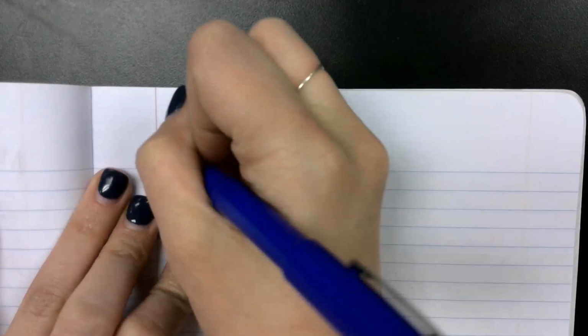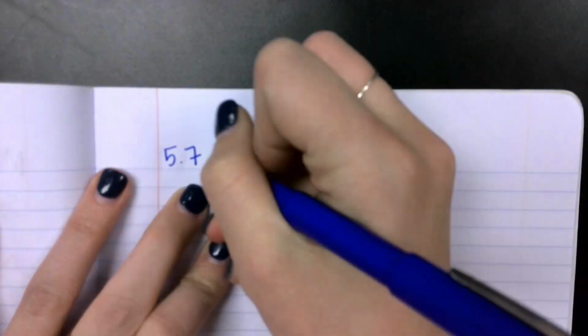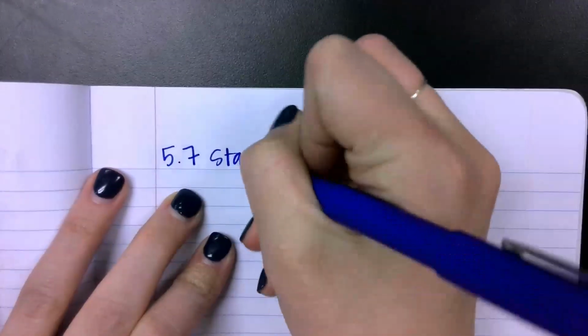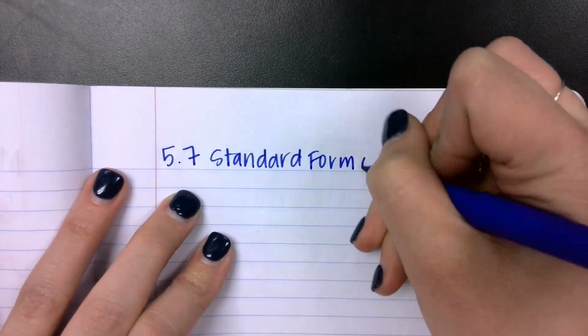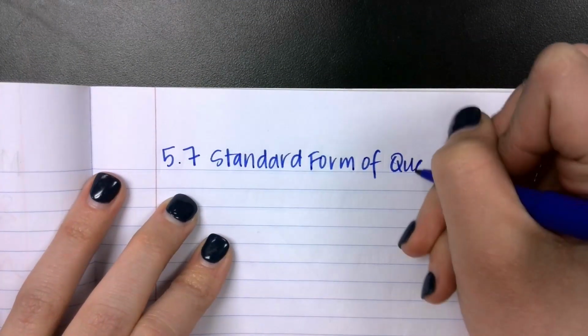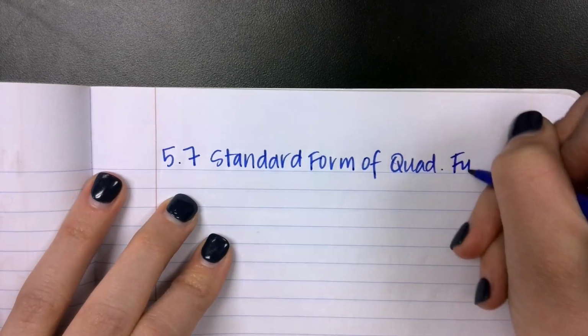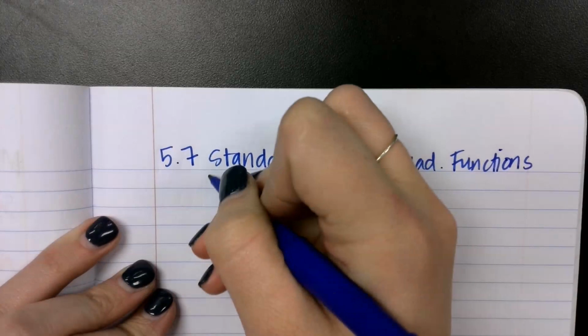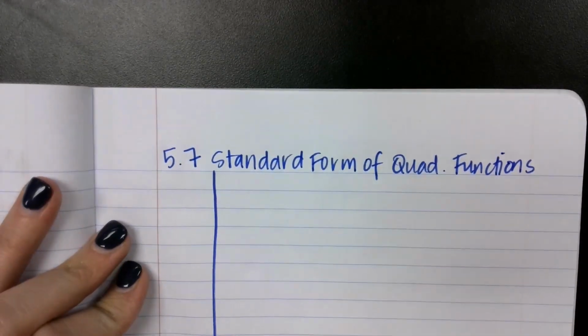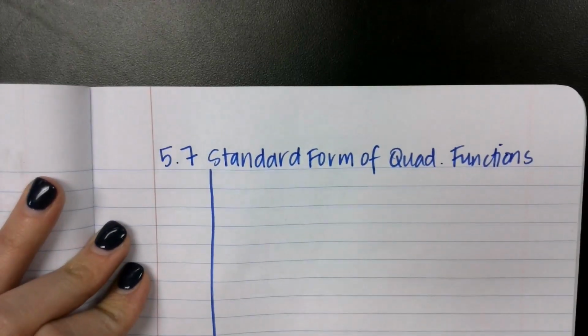Now find your next blank page. At the top, you're going to put exactly what we just put. 5.7, standard form of quadratic functions. All right. Draw your line going down, your line going across.